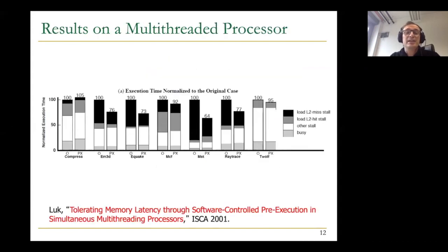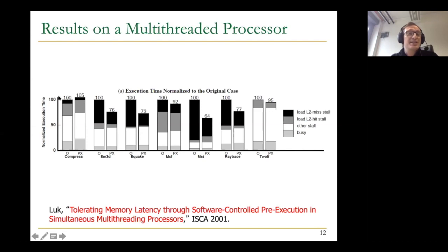But let me give you the performance results that this paper shows on some difficult applications like MCF, minimum spanning tree, that we discussed last time. Actually, there are a lot of linked list based. These two are very linked list based programs. And you can see that in many cases, there's a significant reduction in execution time. And this is by using a separate thread context in an SMT processor.